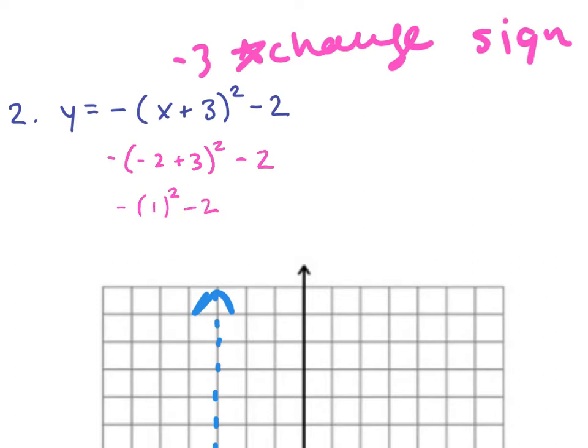What comes next? Wait, is the 1 negative? Nope, the negative's on the outside, so only the 1 gets squared and the negative stays on the outside. So if we square the 1, it'll be negative 1? Awesome. We square the 1, so it's 1, but then that negative makes it a -1. So we have -1 minus 2, which is what?